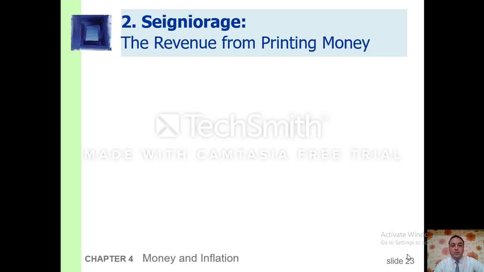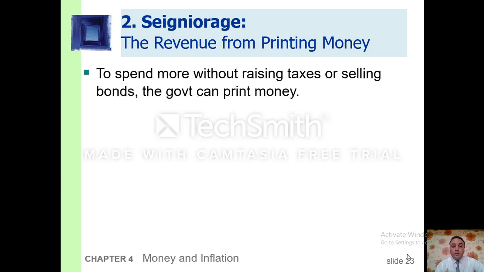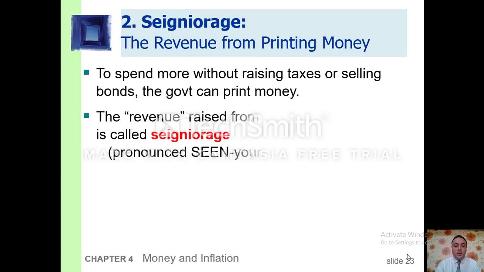Seigniorage means the revenue from printing money. Why may governments print money? To spend more without raising taxes or selling bonds. We know the main sources for governments to spend money: they may levy taxes, or borrow by selling bonds to the public, or they can print money.